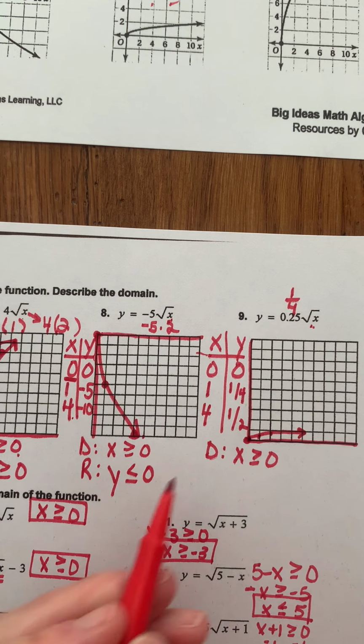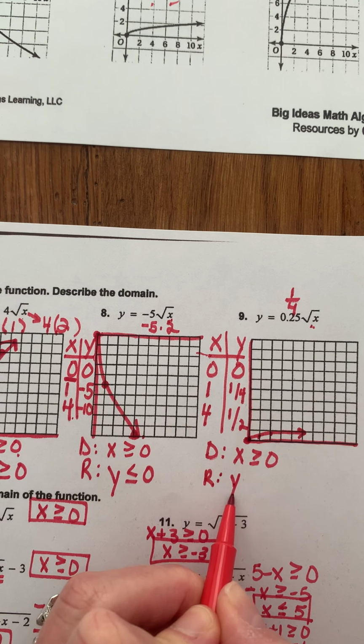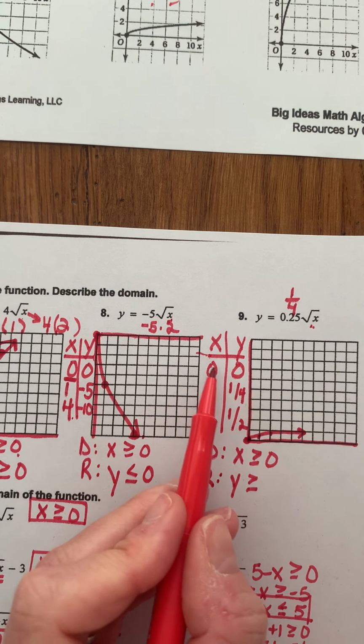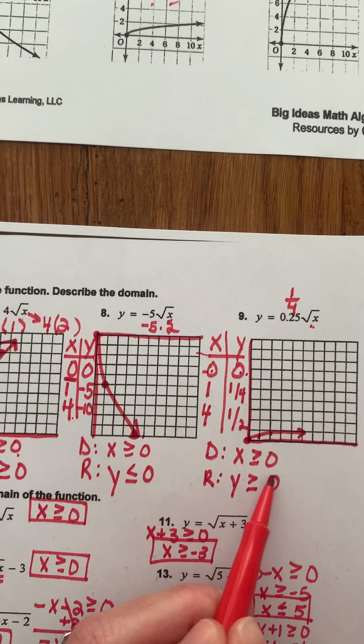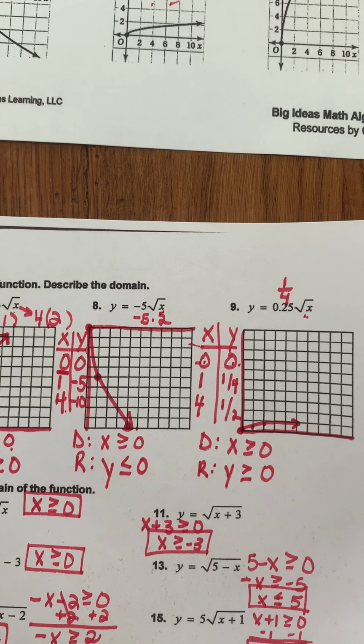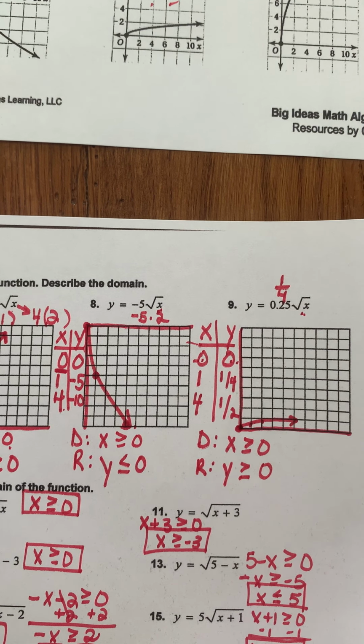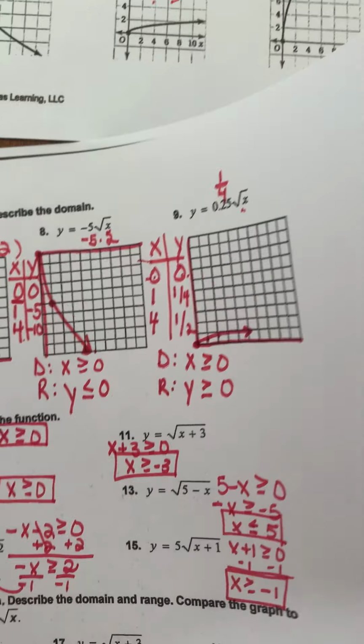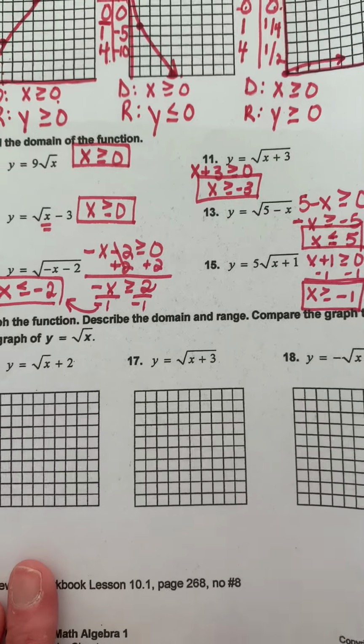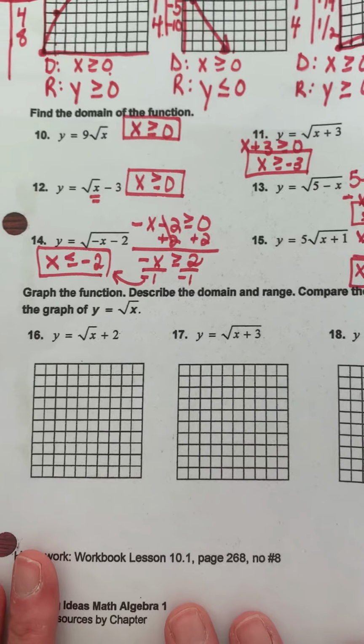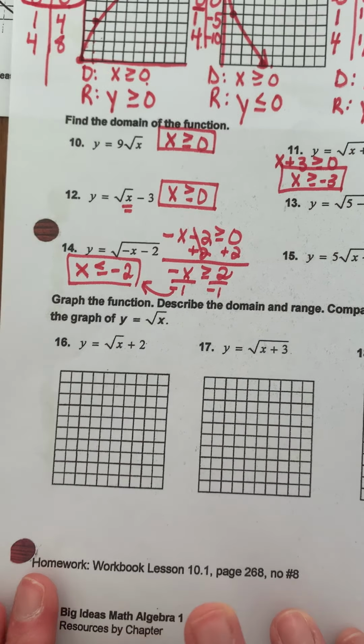Okay. And then your range would be y is greater than or equal to 0, since it's going up and pairs with this. What I would do now is maybe try one or two of these at the bottom. I'm gonna keep going. That way this video is not an hour.